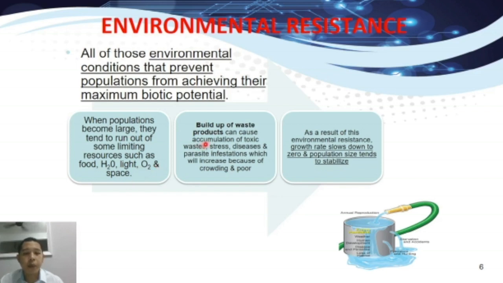When the size of the population becomes large, it also builds up waste products that can cause accumulation of toxic waste. So the population is prevented from achieving its biotic potential. As a result of this environmental resistance, the growth rate of the population will slow down to zero and the population size tends to stabilize.